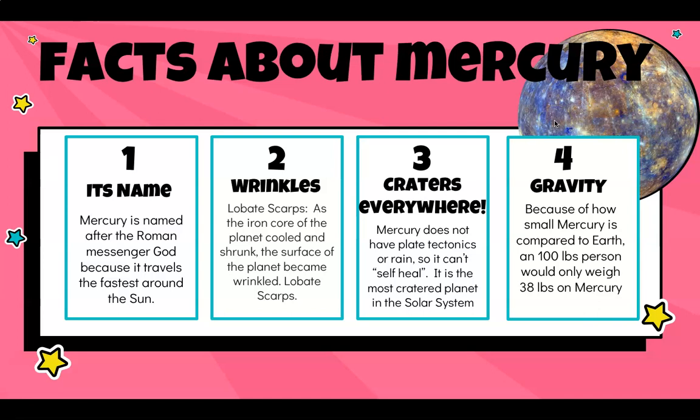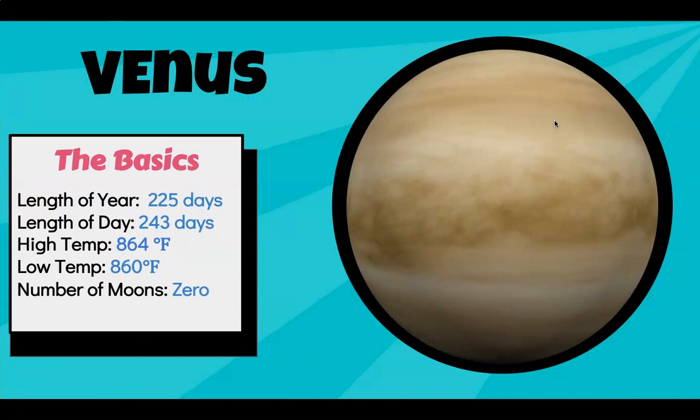And because Mercury is such a small planet, it has a very low gravity. Its gravity is about 38% what it is here on Earth. So if you took a person, which we can't do, but if you took a person that weighed 100 pounds and put them on Mercury, they would only weigh 38 pounds on Mercury. Pretty cool. So Mercury is the closest planet to the sun, travels the fastest around the sun. And after Mercury comes Venus.